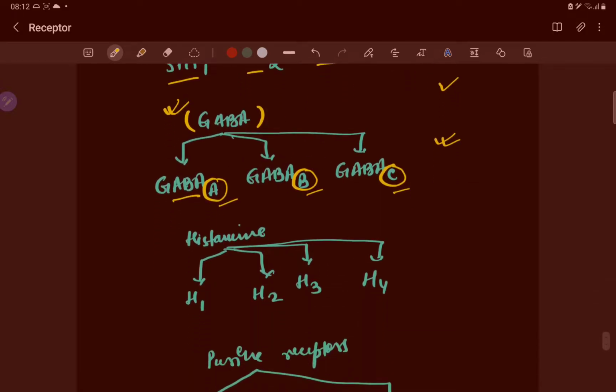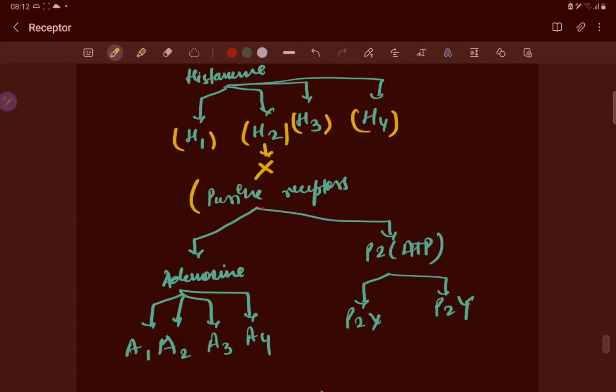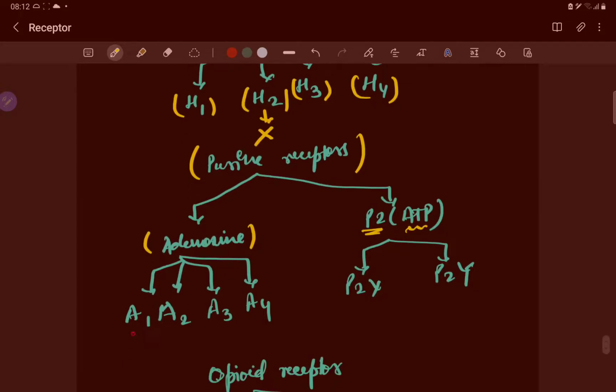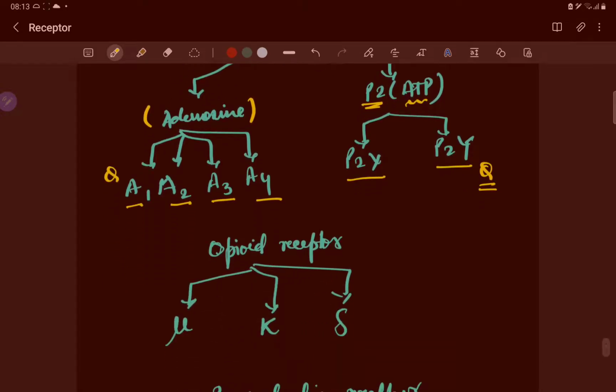Now histamine, which has H1, H2, H3 and H4. Please note H2 is not hydrogen; H2 is the histamine 2 receptor. Now something new, the purine receptors. Purine receptors are basically adenosine and P2, that is the ATP one. Adenosine has A1, A2, A3 and A4 receptors, and P2X and P2Y are the typical receptors of the purine. So these are the purine receptors.